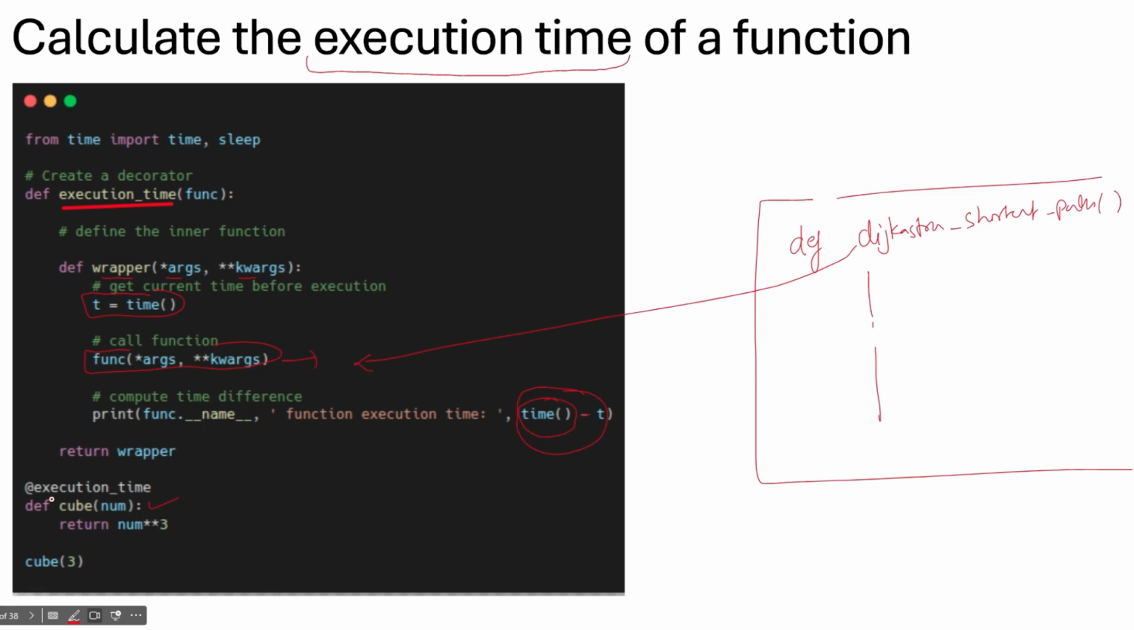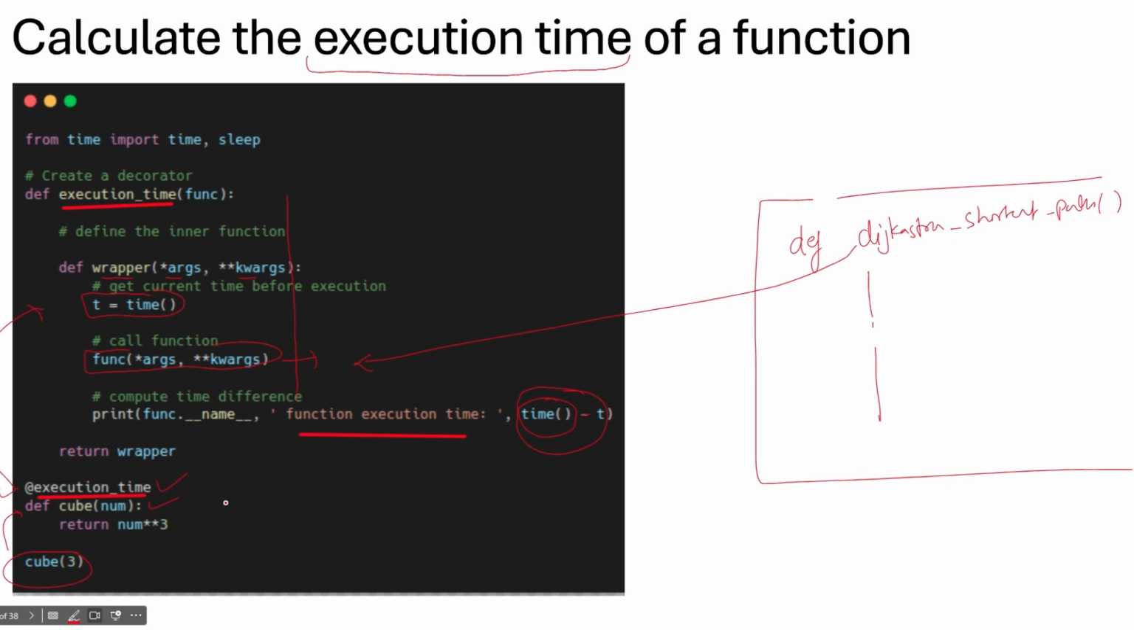Now every time you write @execution_time, whenever you call this function, it will automatically call the decorator, and when it calls the decorator, it will also give you the execution time. So it means if you create a decorator, then your execution time is always sorted. You just need to use this. So this will be a very easy way to calculate the time.